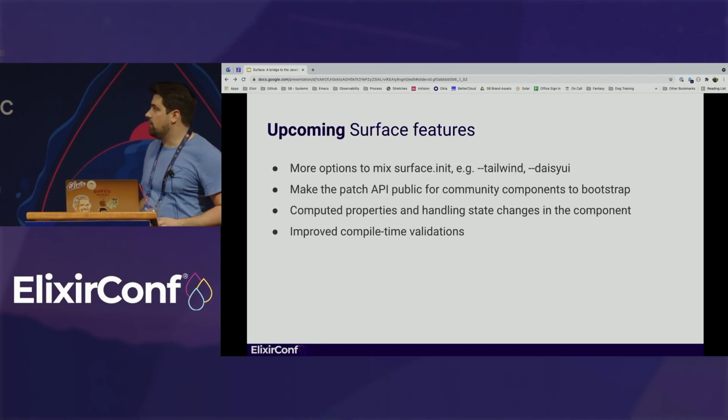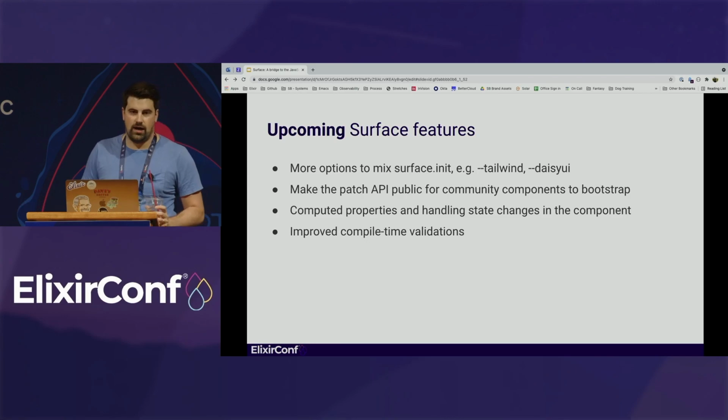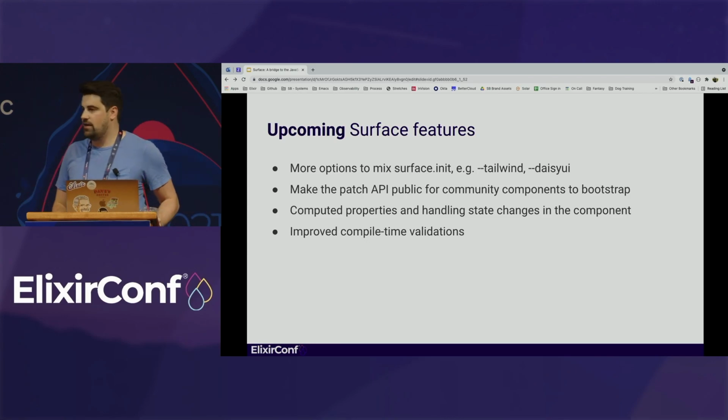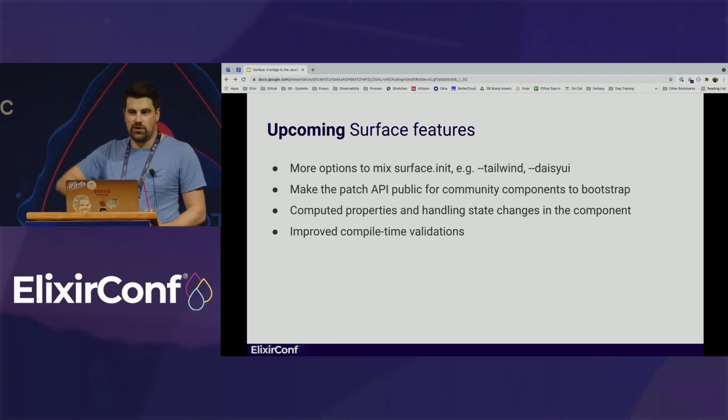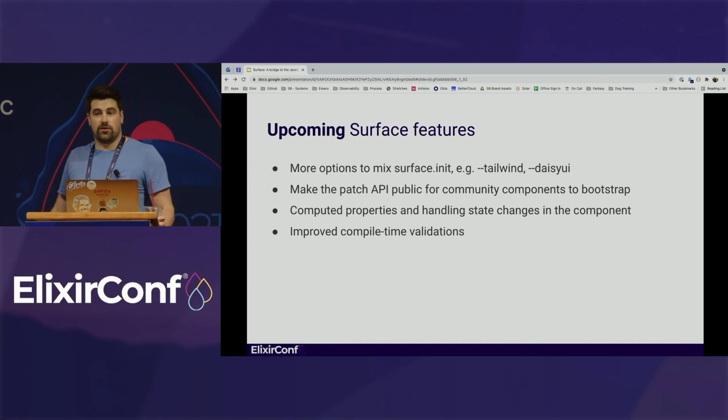So, some upcoming things that we might be adding to Surface in the future. More options to surface.init. So maybe you want to start building components using Tailwind. We can add the --tailwind flag, and boom, you've got Tailwind all configured for you, so you don't have to go through the manual process of esbuild and adding all those features. Same thing for the other component libraries that we hope to add, like Daisy UI.